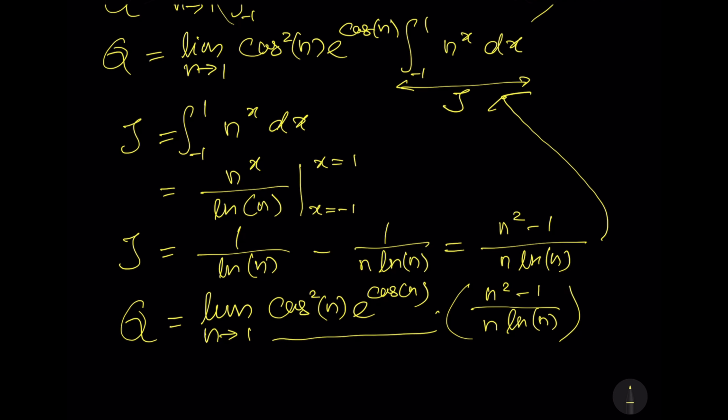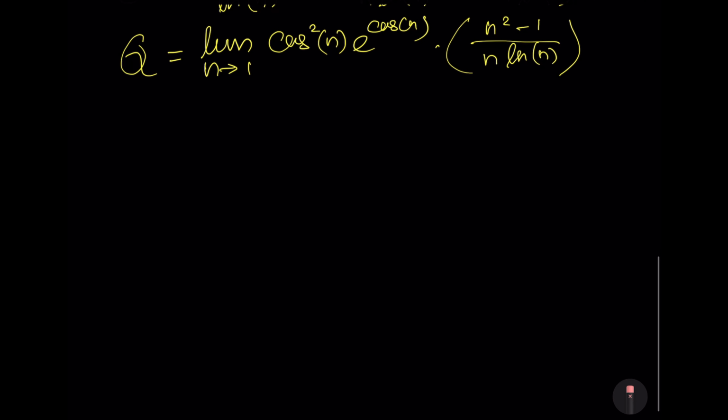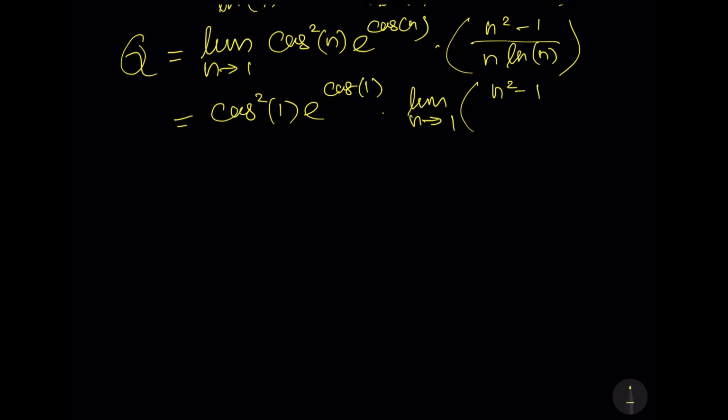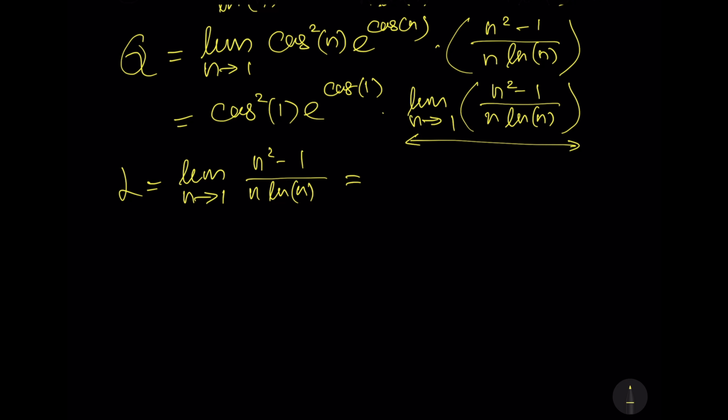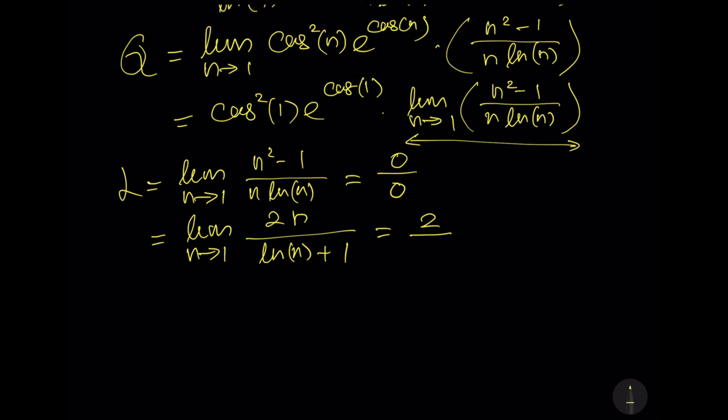Cosine square n and e power cosine n are just constant numbers when we replace n equals to 1. So therefore we can further simplify q to become cosine square 1 multiply e power cosine 1 multiply limits n goes to 1 for n squared minus 1 divided by n natural log n. Let's focus on the last part, which is L. Obviously, L is equals to 0 divided by 0. Apply L'Hopital's rule, L becomes limits n goes to 1, 2n divided by natural log n plus 1, which is equals to 2. Now, put the L back to Q.